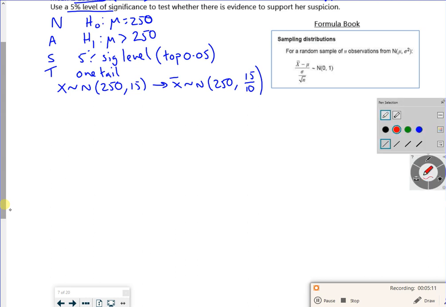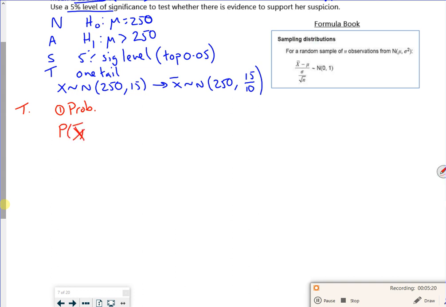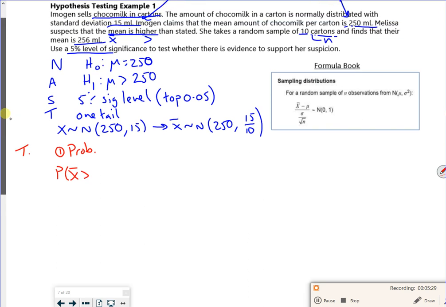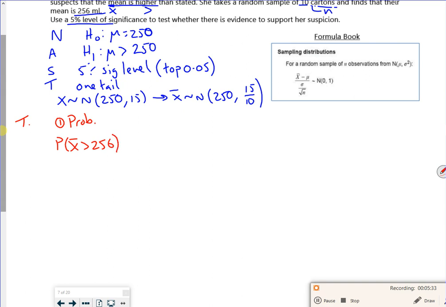I'm now going to do the test stuff. So using the probability way, I would look at the probability that x bar is greater than 256. So I'd set my lower to be 256, my upper to be 10,000. My sigma in the calculator will be the square root of 15 over 10, my mu will be 250. And hopefully, that would give me a probability of 0.103.